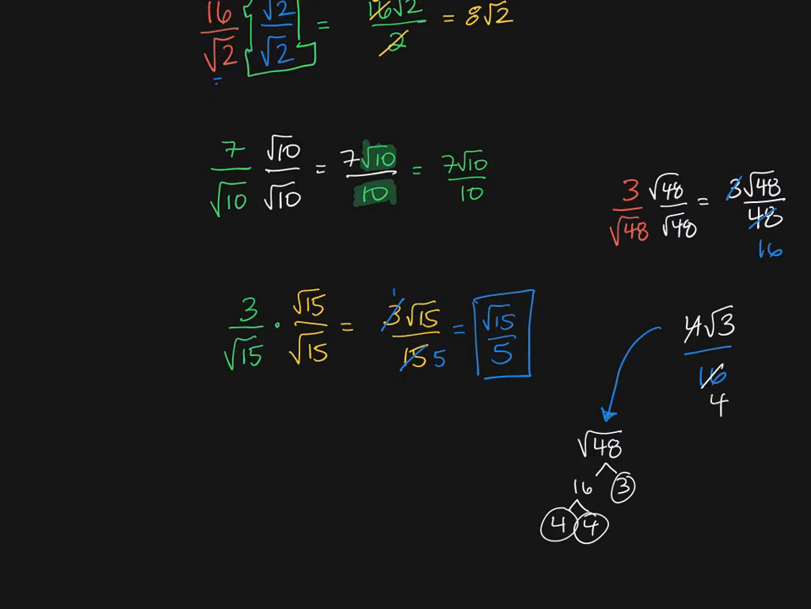So this would ultimately simplify to 3 square root of 3 over 4. If you simplify the radical in the beginning and then rationalize it, or you rationalize it and then simplify it, it doesn't matter. In the end, this is what we're going to get.